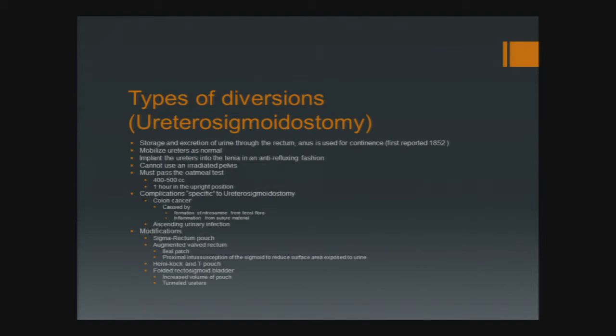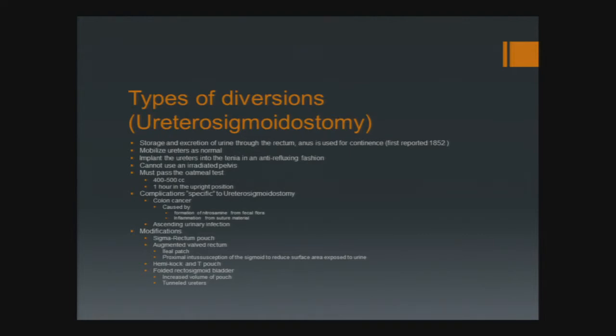So the first type of diversion I'll talk about is the ureterosigmoidostomy. It's the simplest diversion. It's first reported in 1852. So you'd mobilize the ureters as you would for a conduit, and then re-implant the ureters into the tinea in an anti-refluxing fashion is how it's commonly described. I should say there's some increased complication rate of ascending urinary infections the lower the segment of bowel that you use, simply as the flora changes and the concentration of bacteria changes.